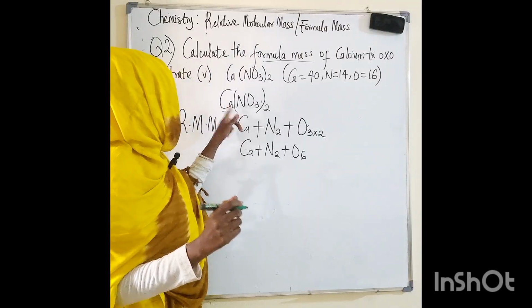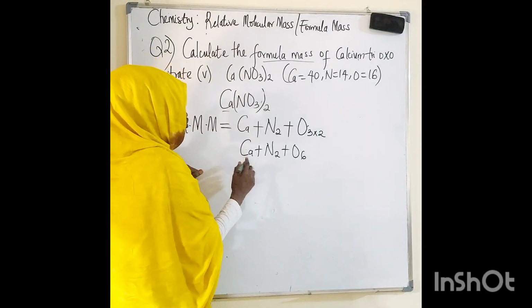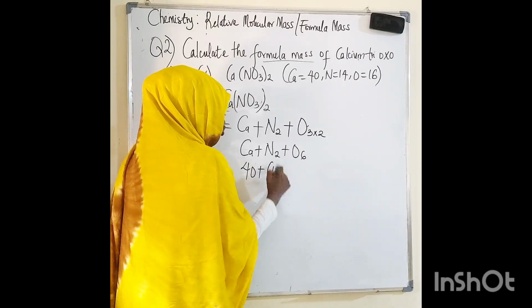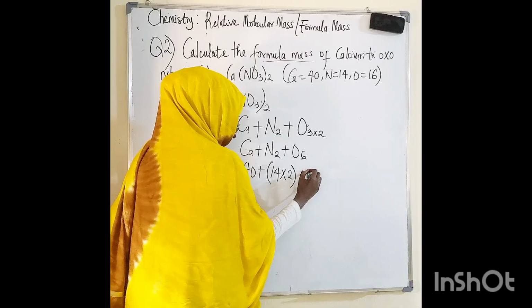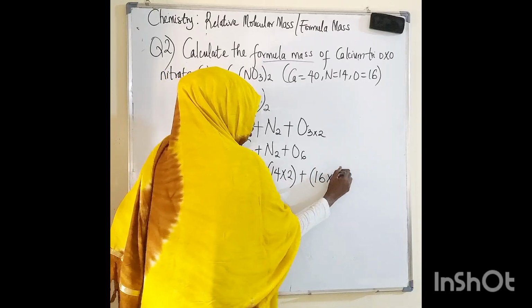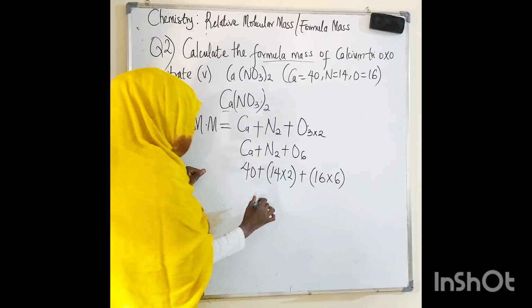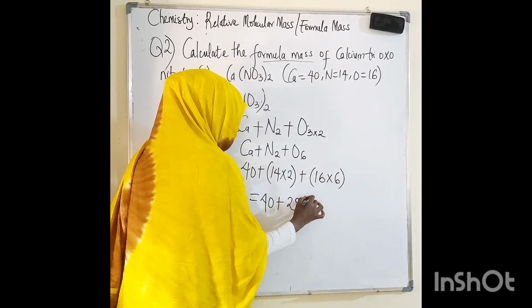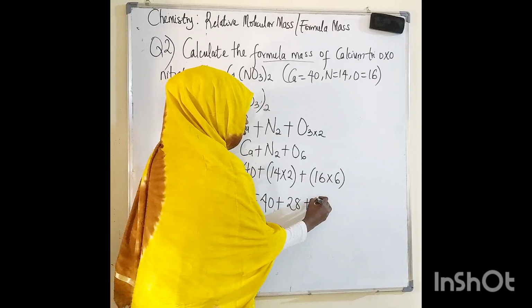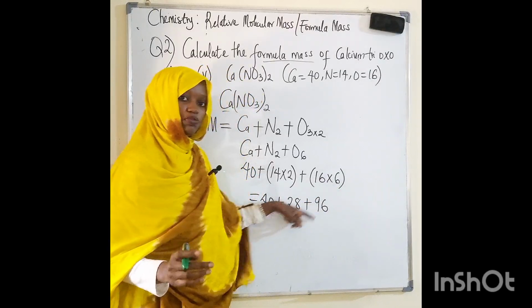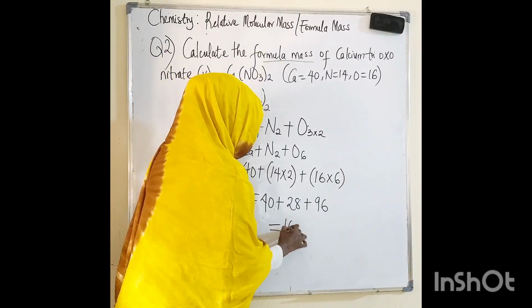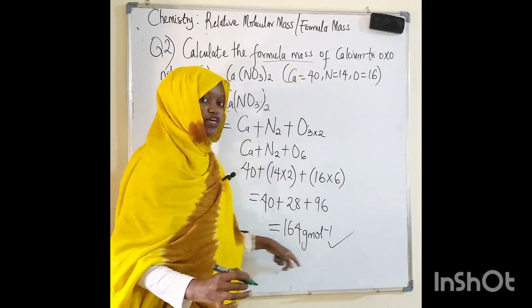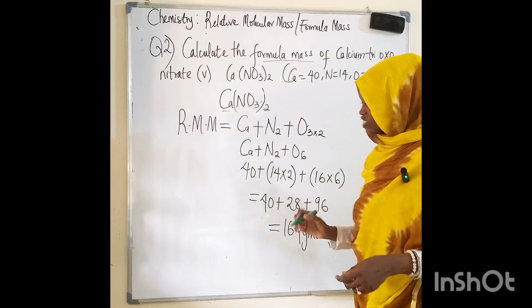Now let's substitute in the values of their atomic masses. Calcium is 40, plus nitrogen is 14, but we multiply by 2, plus oxygen, which is 16, and we multiply this by 6. Simplifying, 40 plus 14 times 2 gives 28, plus 16 times 6 gives 96. Summing up all these values, we have a total of 164 gram per mole. So this is the relative molecular mass of calcium trioxonitrate 5.